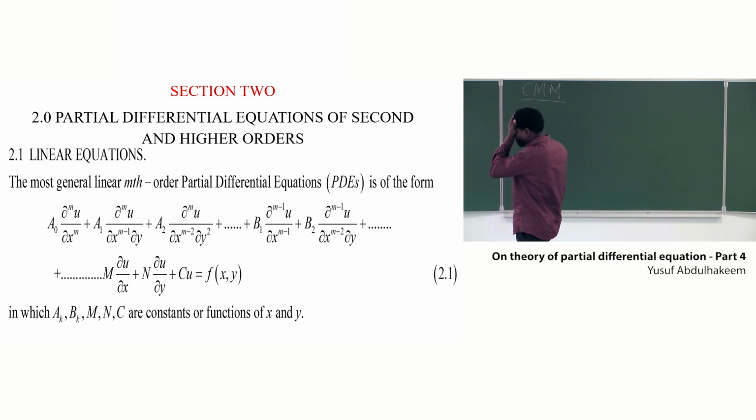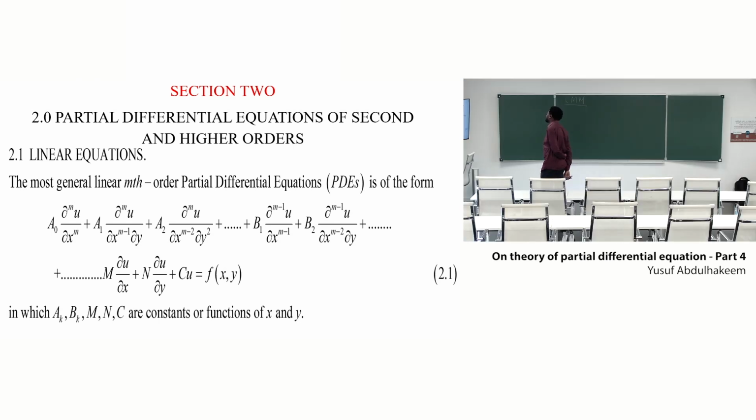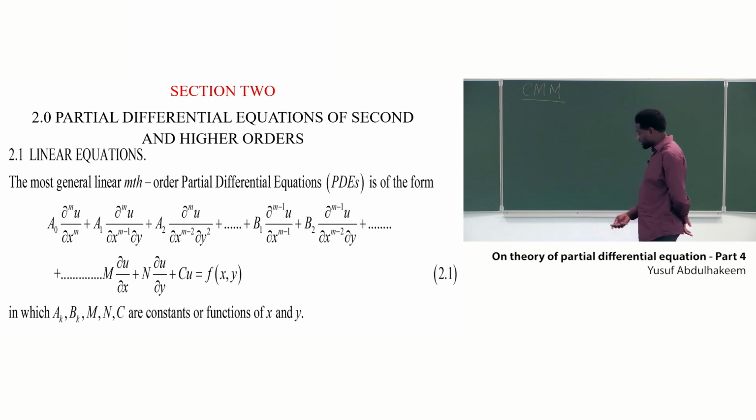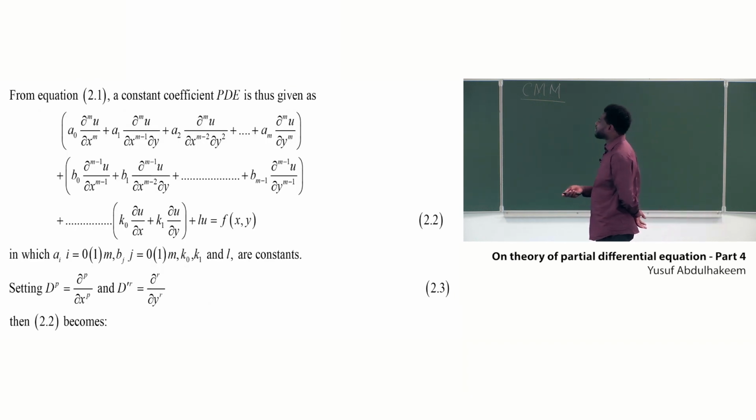Moving to section 2, we talk about partial differential equations of second and higher orders. The most general linear mth order partial differential equation is often in this form, 2.1, where all these A, B, C, M are constants or functions of x and y. So we reduce it into this, and we have what we have in here.